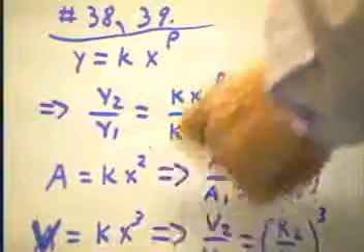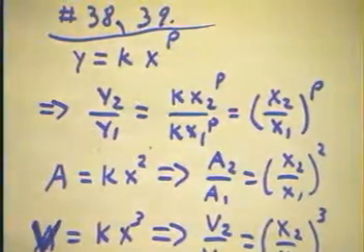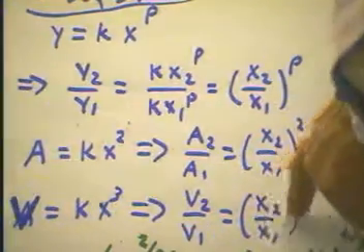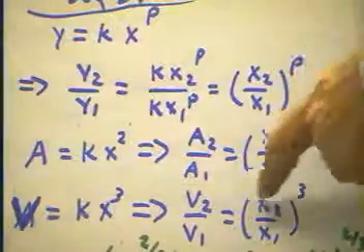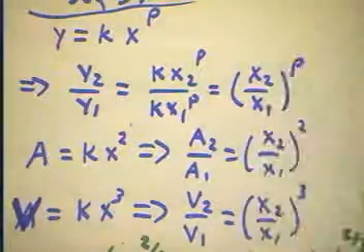A volume is kx cubed, and what we get if we do v2 over v1 is x2 over x1 cubed. And that just tells us that the volume ratio is the cube of the ratio of linear dimensions.